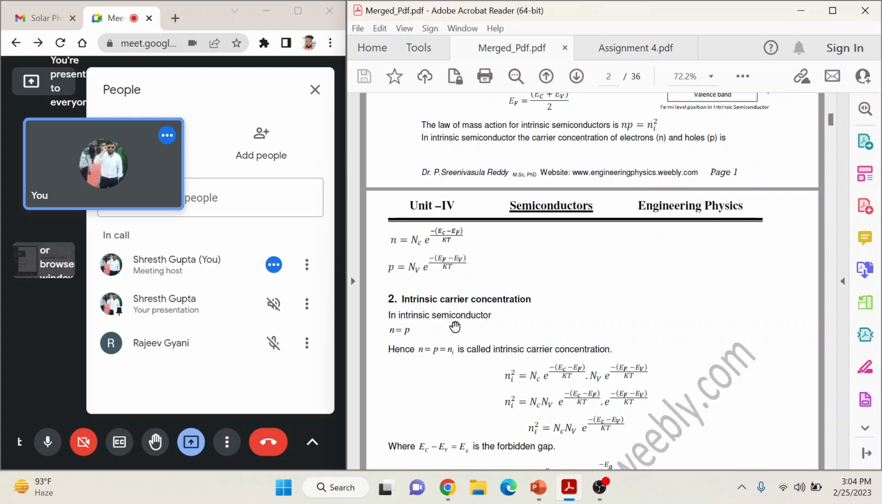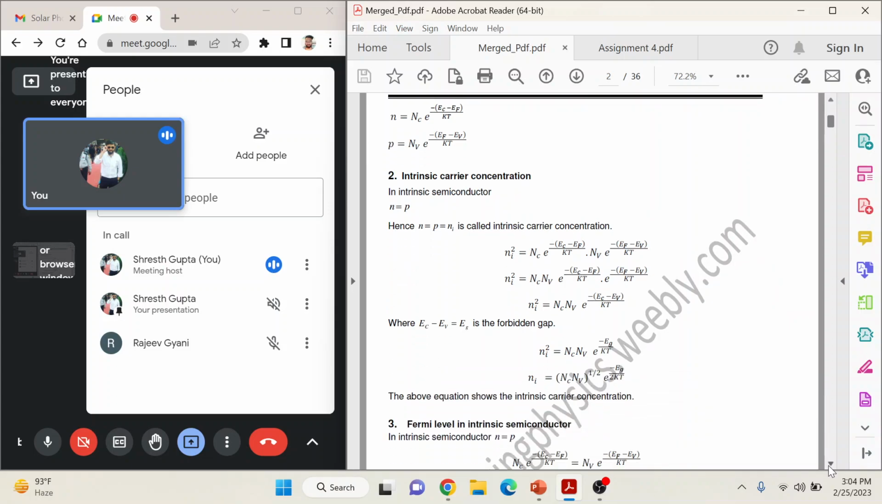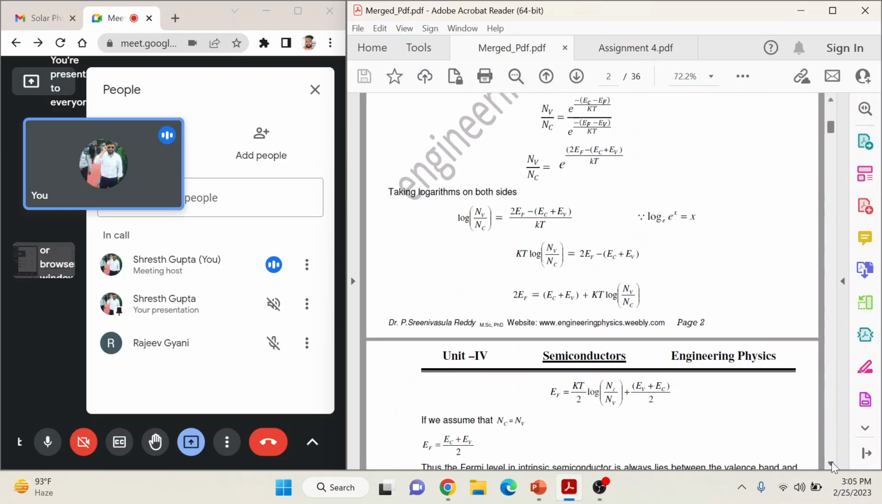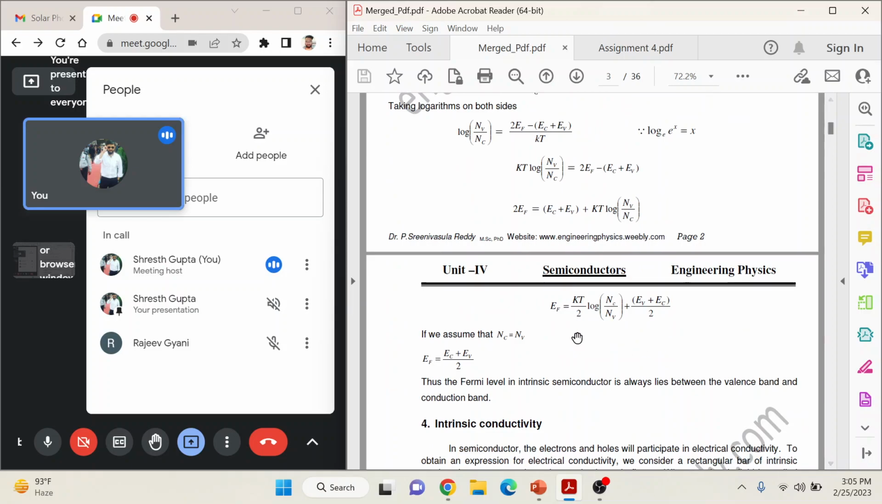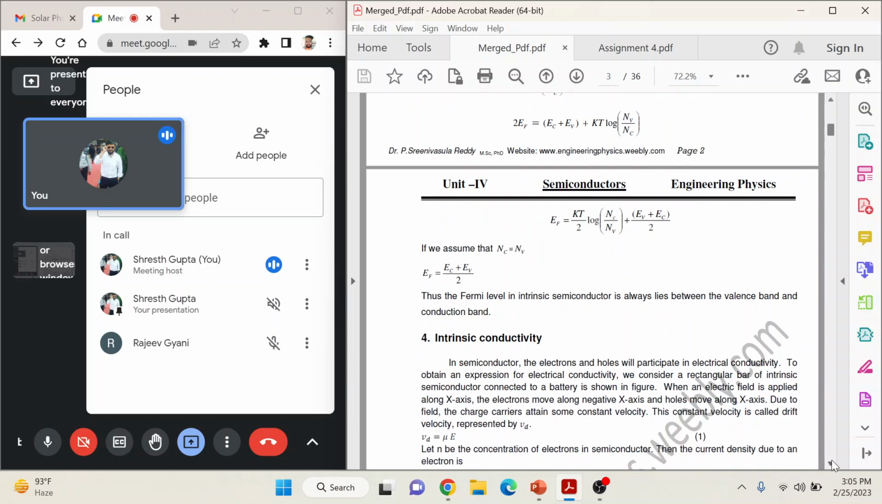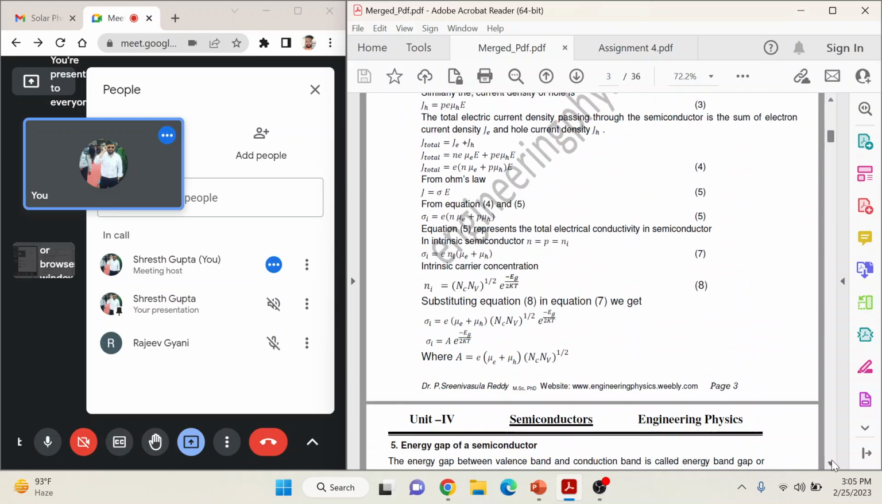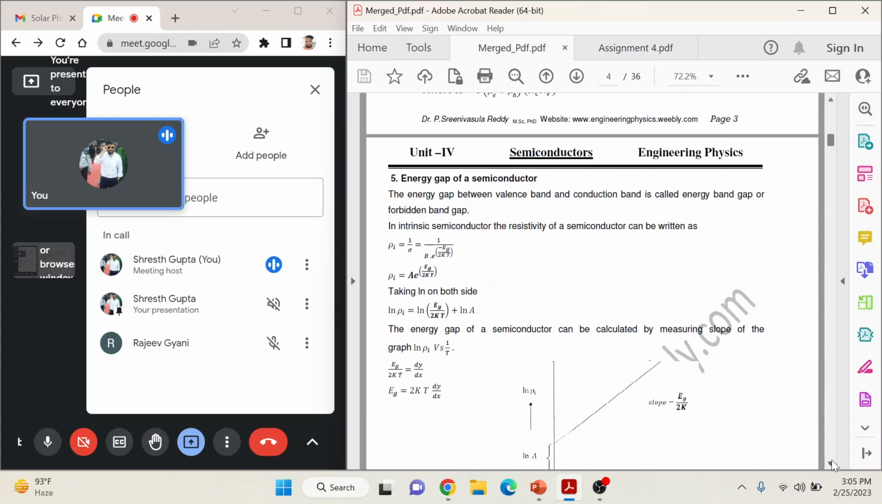Okay, now the intrinsic carrier concentration: we know in intrinsic semiconductor n equals p. From here we have calculated the intrinsic carrier concentration, and the numerical comes directly from here. Then there is a concept of Fermi level in intrinsic semiconductor, and the equation comes as this, but if Nc equals Nv, the equation is this. Then there is intrinsic conductivity and its equation. You can go by this PDF I'll share.